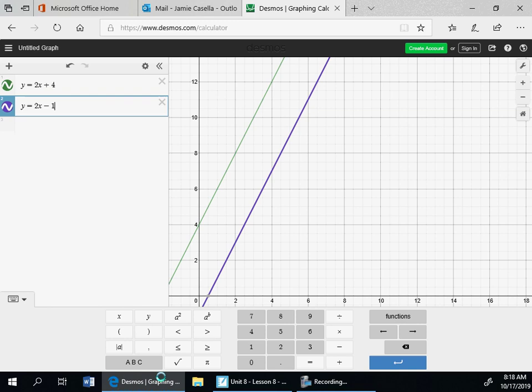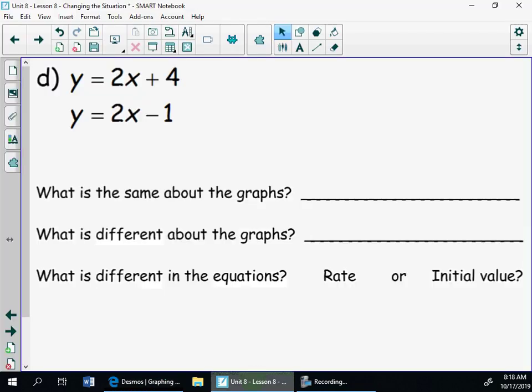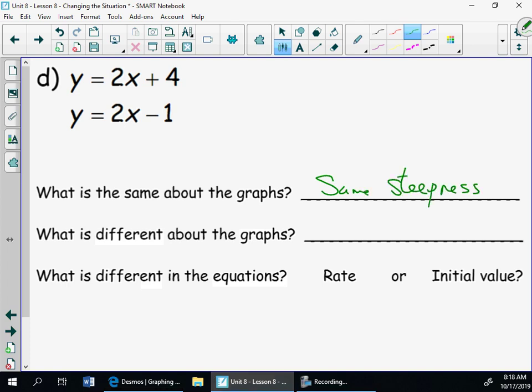Okay, what's the same about them? Well, it looks to me like they have the same steepness, but different starting points. Same steepness, different starting points. Well, let's take a look at our initial values and our rate of change.